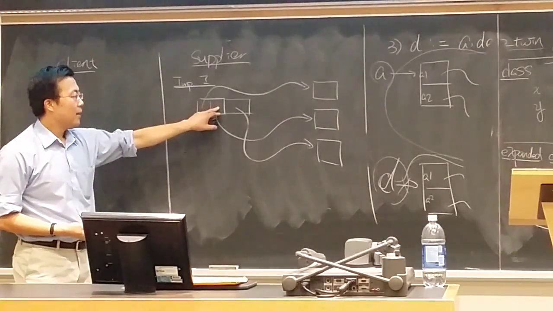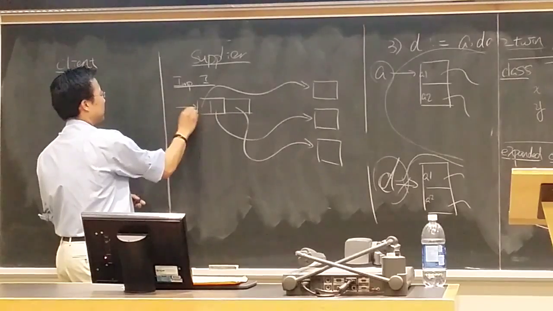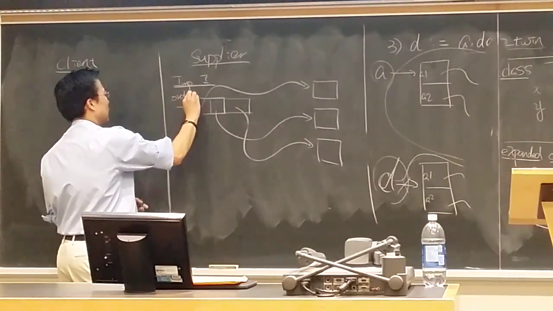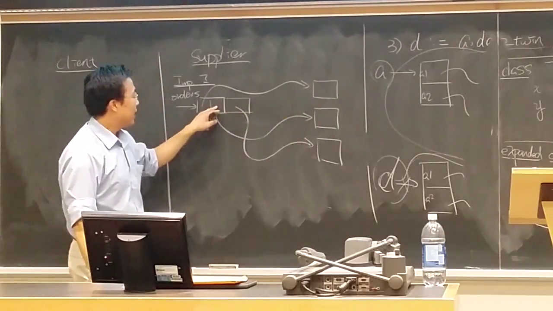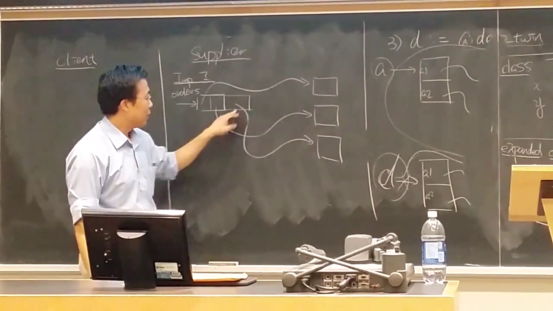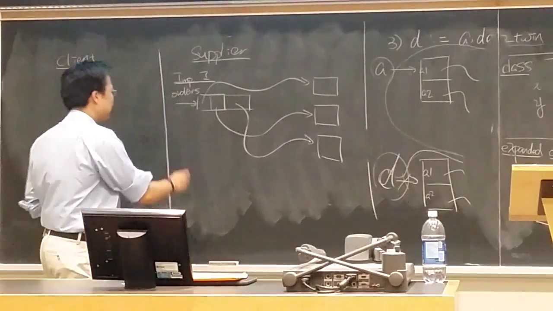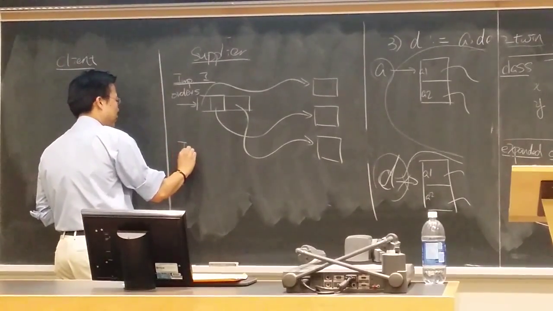We have an array, so this is orders. This points to one order object here. The second one points to another order object. This one points to another one. What about implementation 2?